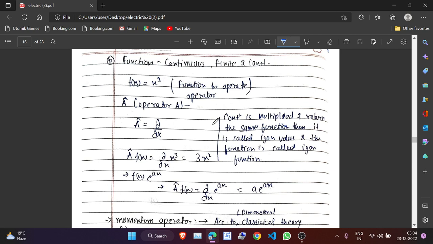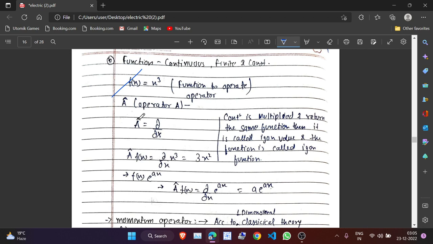So the first topic is function, continuity, and finite constant. Let's suppose f(x) is equal to x cubed. So, functions and operators. Basically, a function is a term which depends on some other term. You can say it like that.